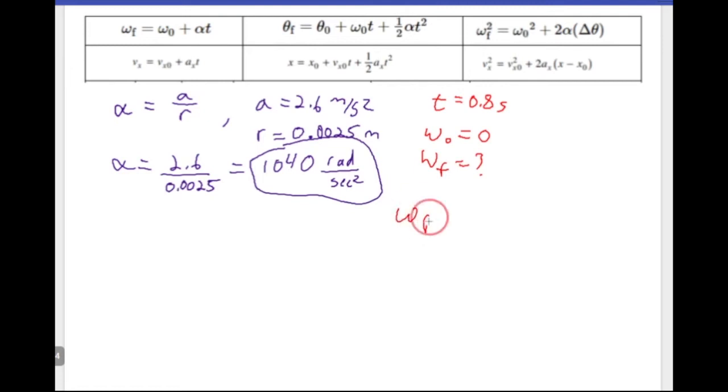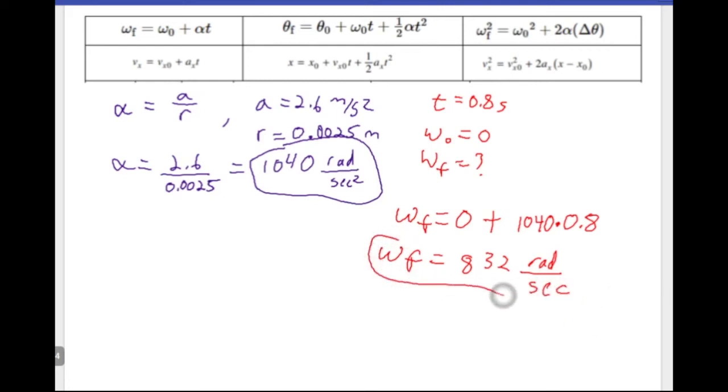So we get omega final is equal to 0 plus 1040 times 0.8. Multiply these two together, and we find out that our final angular velocity should be equal to 832 radians per second.